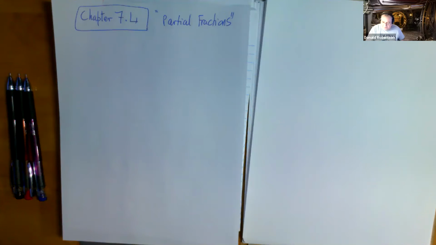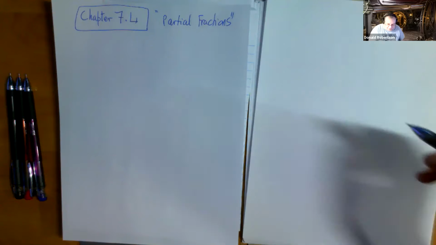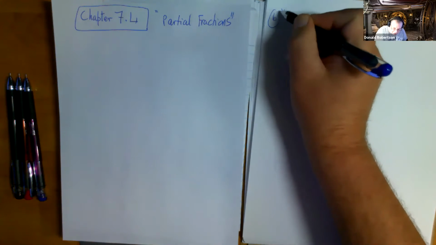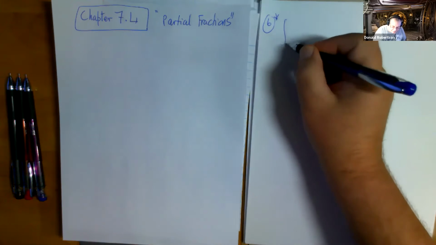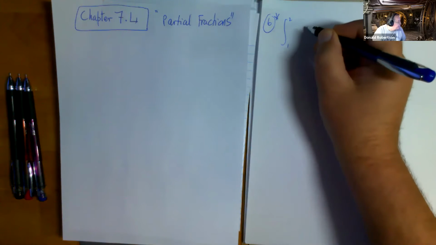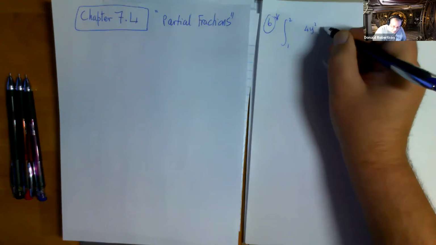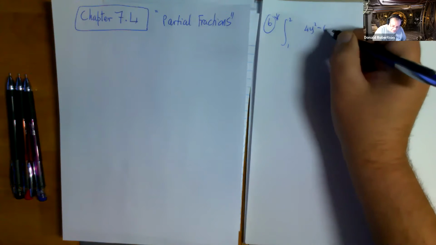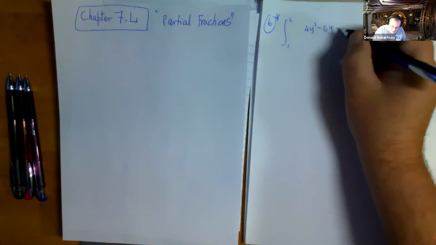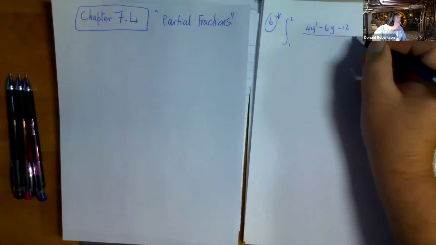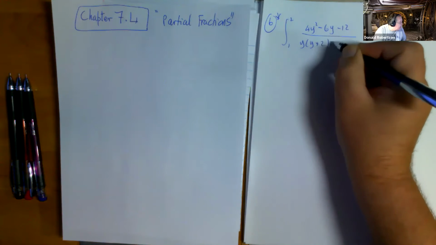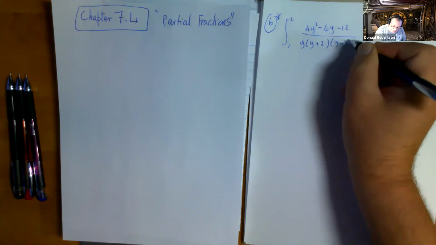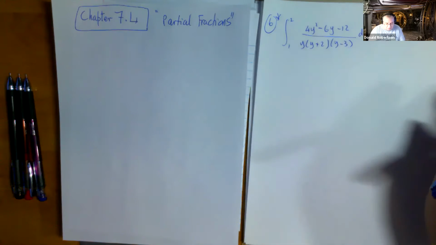It's a good place to start. So this is a version of question 6. And it's going to be the integral from 1 to 2 of 4y squared, take away 6y, take away 12. And on the bottom, we have 3 factors instead of the typical 2. No, you can handle that.